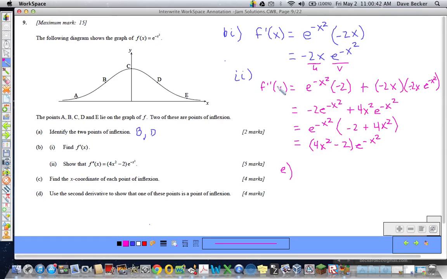So that means I set... the second derivative tells me about concavity. The first derivative tells me where the function is increasing or decreasing after I find the critical points. So I'm going to set the second derivative equal to 0.